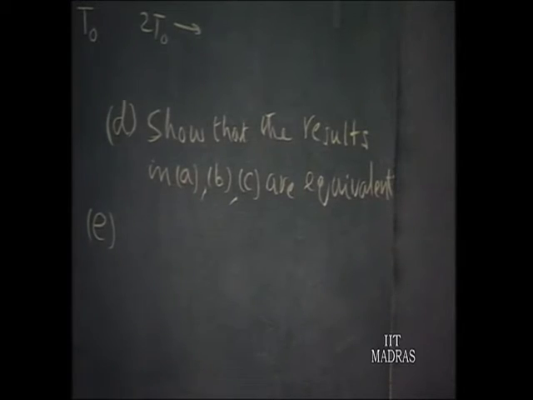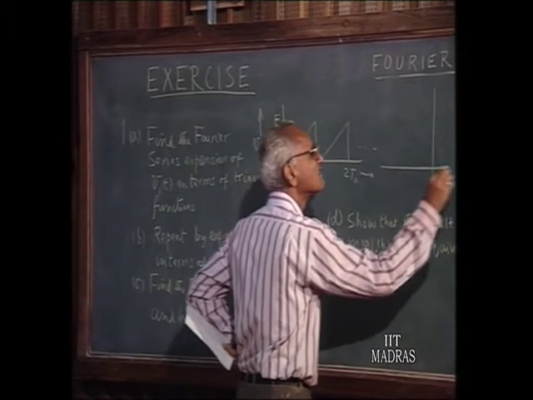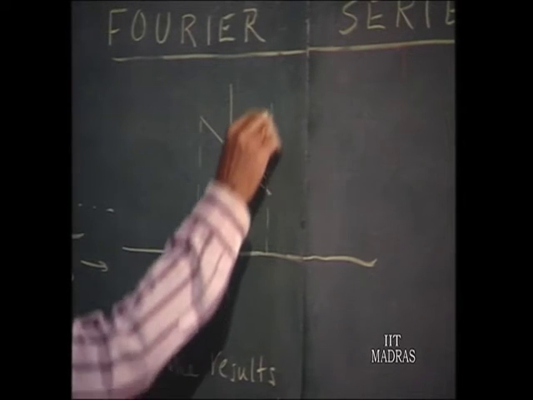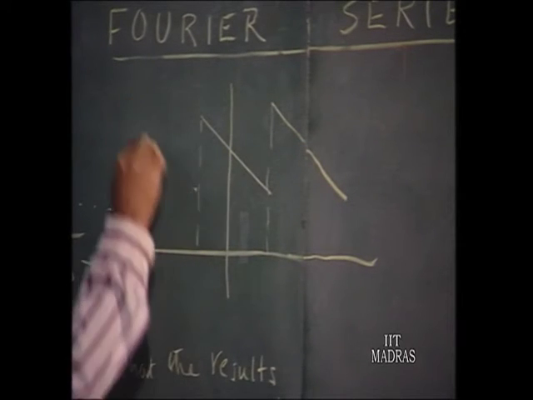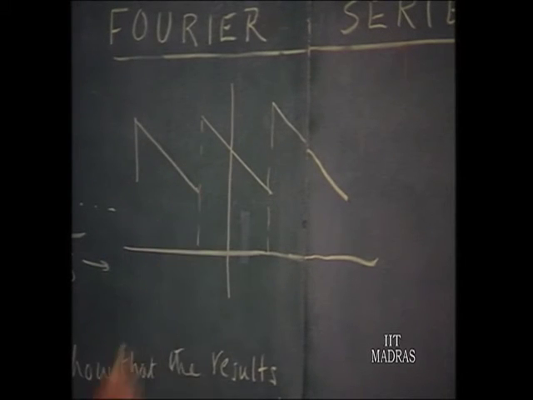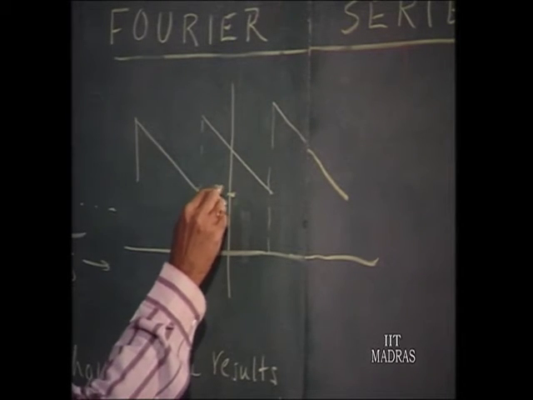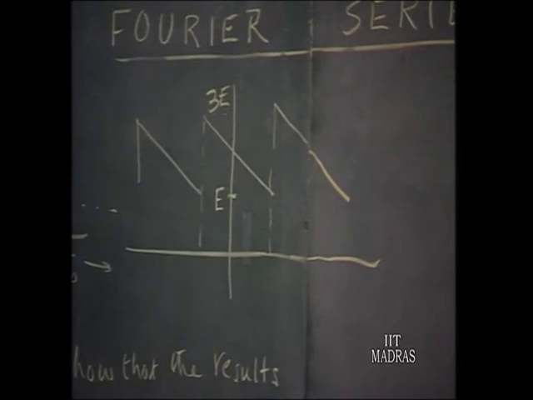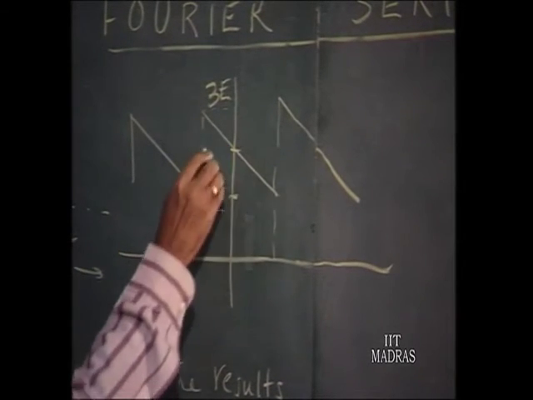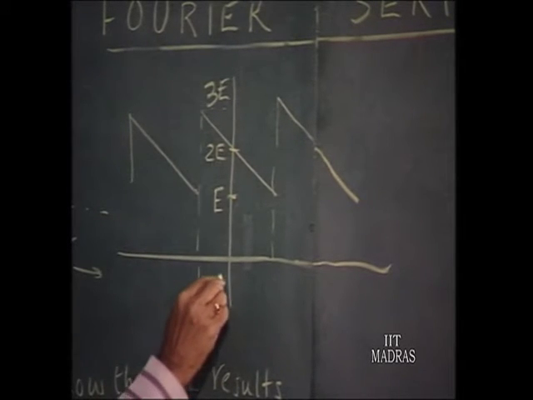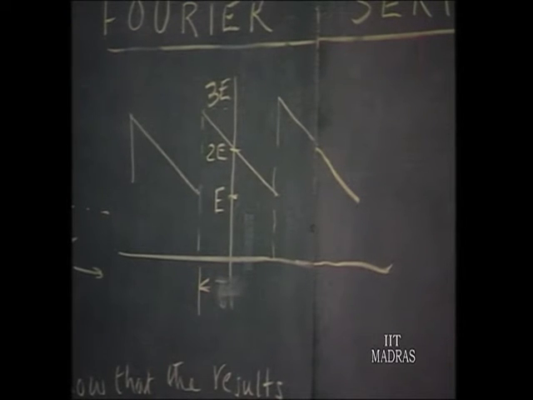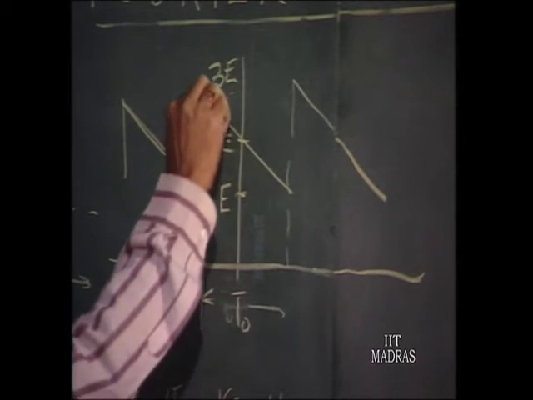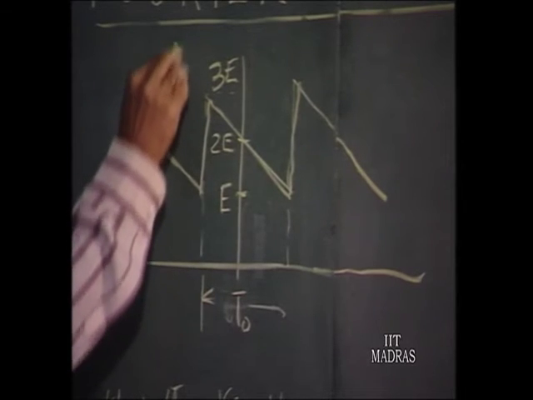E, you take another waveform like this. This is E. This is 3E and this is 2E, and the period is T naught as before. That means the waveform is this. This I call V2 of t.